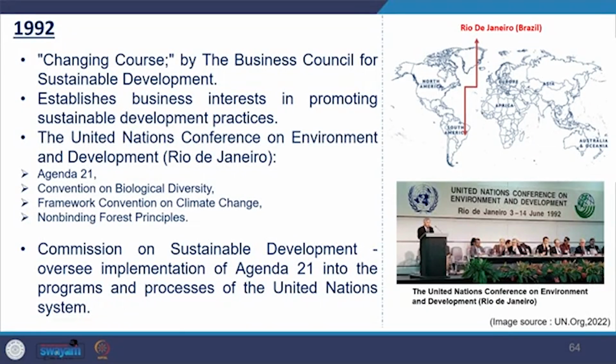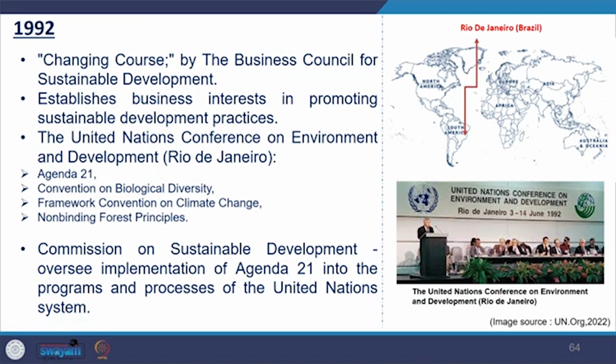Now we look at 1992. Here we see that the Business Council for Sustainable Development published Changing Course in 1992. So now, what we were looking at before was coming from the research community. Now we see that it's coming from the Business Council. So it established business interest in promoting sustainable development practices. So now we are seeing how the business community was also engaging, and there was a platform to create interest for them in sustainable development practices.